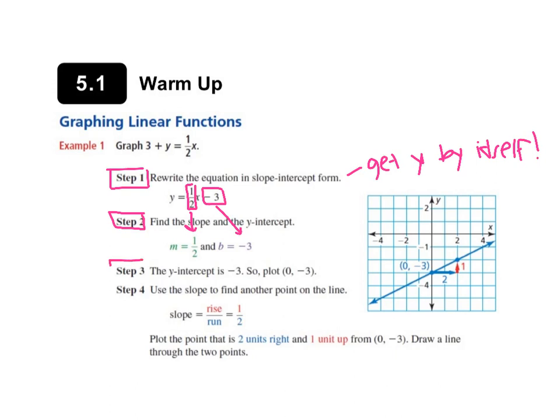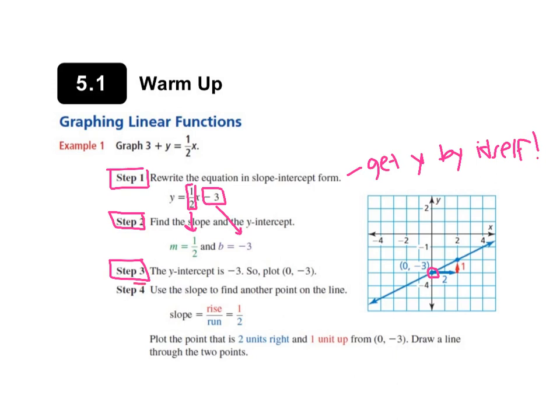The third step is to put my y-intercept on the graph. So this is the first point that I'm putting on my graph. The y-axis is the vertical axis. So my y-intercept, or my b value, should always go on my vertical, up and down axis.